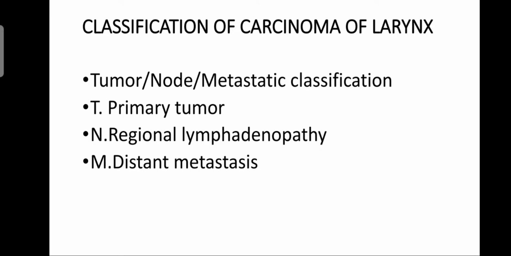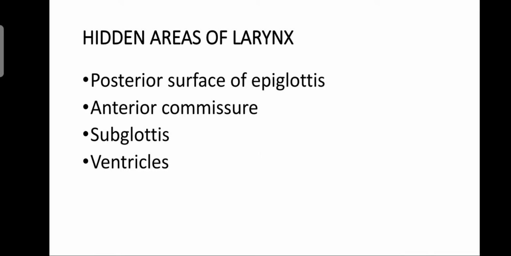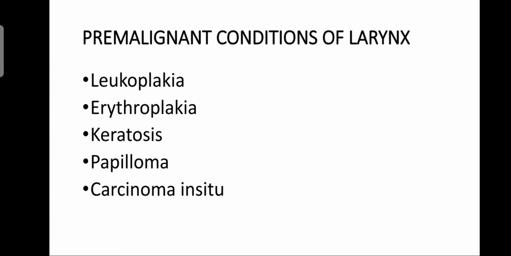Classification of carcinoma of larynx: tumor, node, metastasis classification. T, primary tumor. N, regional lymphadenopathy. M, distant metastasis. Hidden areas of larynx: posterior surface of epiglottis, anterior commissure, subglottis and ventricles are the hidden areas of larynx. Pre-malignant conditions of larynx: leukoplakia, erythroplakia, keratosis, papilloma, carcinoma in situ.